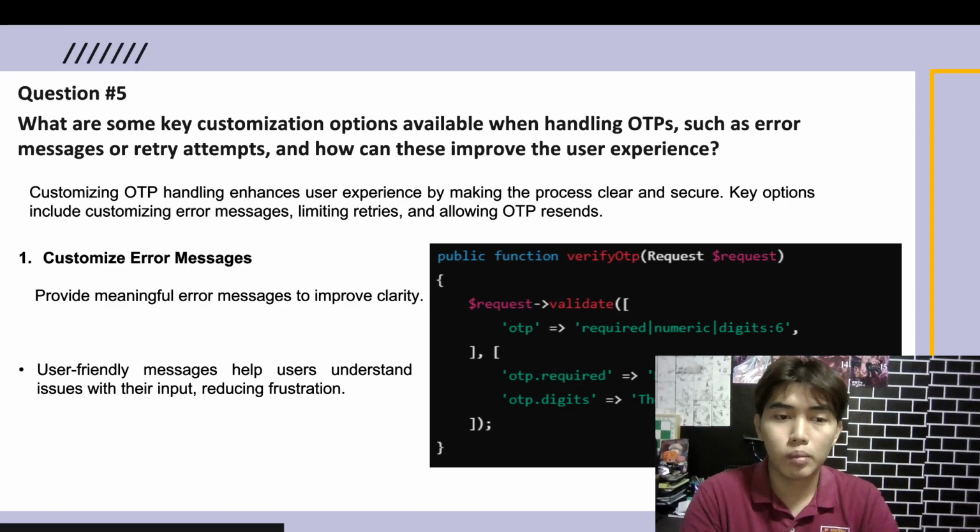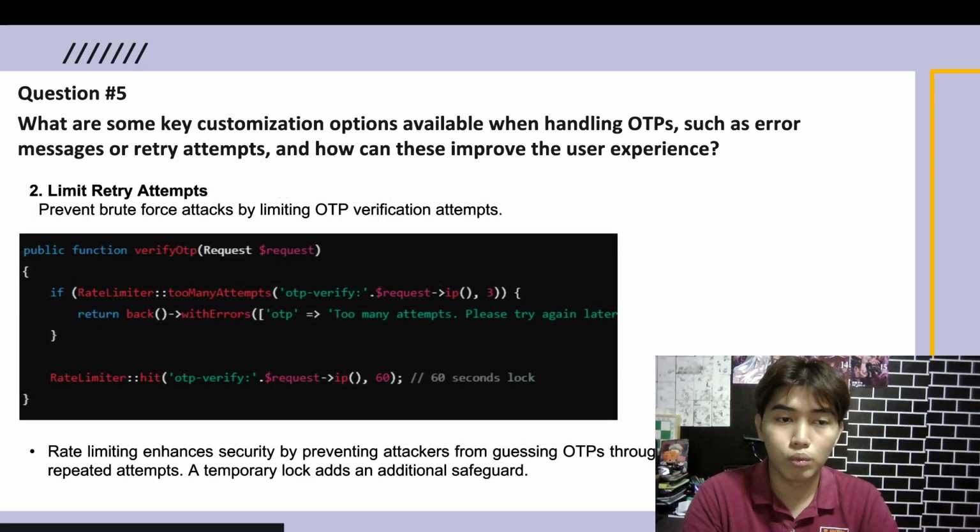The first one is customizing error messages. User-friendly messages help users understand issues with their input, reducing frustration. Second one is to limit retry attempts. Rate limiting enhances security by preventing attackers from guessing OTPs through repeated attempts. A temporary lock adds an additional safeguard.